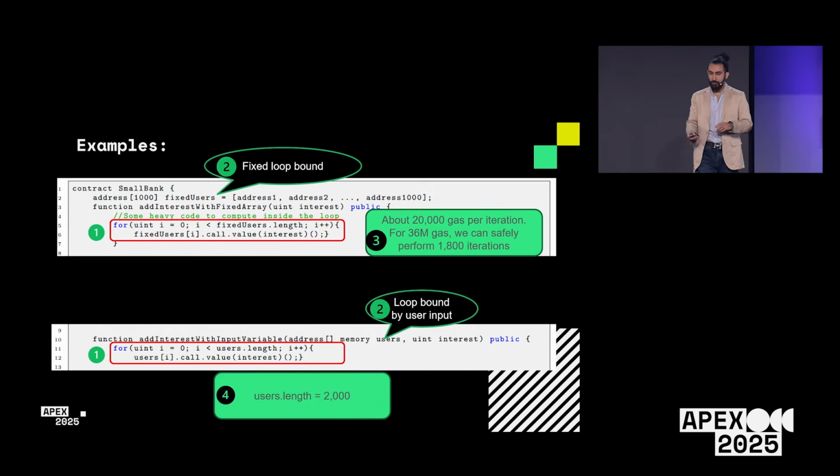That means for the first example that we have, the risk is fairly low because we only have 1,000 entries. However, for the second example, if the user's array has more than 1,800 entries, let's say 2,000 addresses, then it will result in an out-of-gas instance, and as a result, the user will lose some gas.